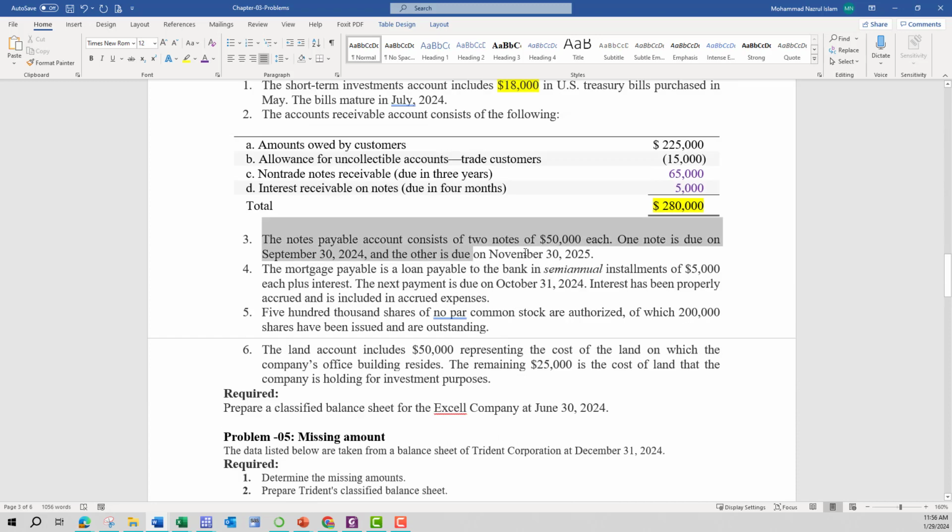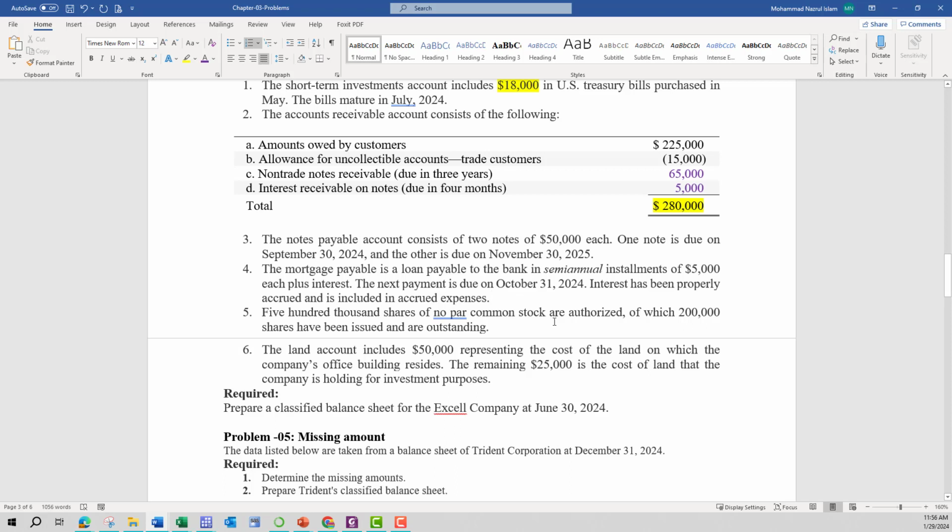Let's read this one. The notes payable account consists of two notes, 50,000 each. One is due on September 30, and the other one is due on November 30 of the next year, meaning one is short term and the other is long term. The mortgage payable to the bank installment is 5,000 each plus interest, and the next amount is due October 31st. Interest has been properly accrued and is included in the accrued expenses.